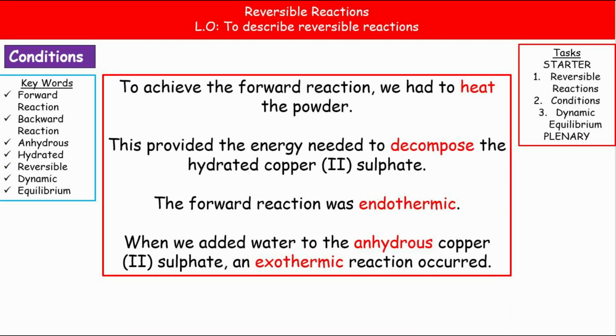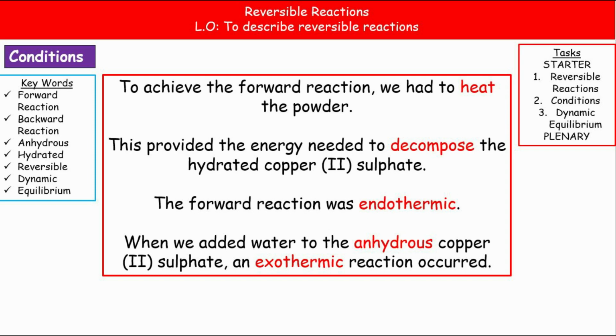Let's make sure we've got the right words in the right places. As always, tick any you've got right, and any you've got wrong, make sure you put the correct answer in. So to achieve the forward reaction, we had to heat the powder, as we saw with the Bunsen burner in our video. This provided the energy needed to decompose the hydrated copper 2 sulfate. The forward reaction was endothermic because we were supplying that energy to it. Remember, if we're heating something, we're actually supplying energy that's being taken in order to separate those atoms there.